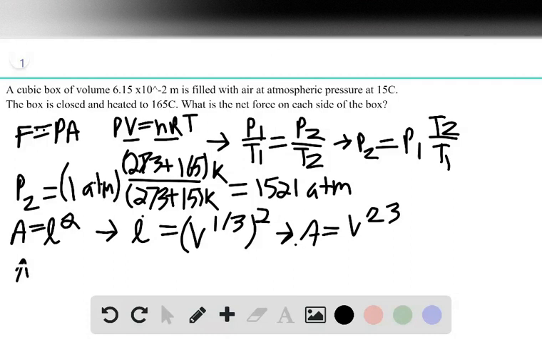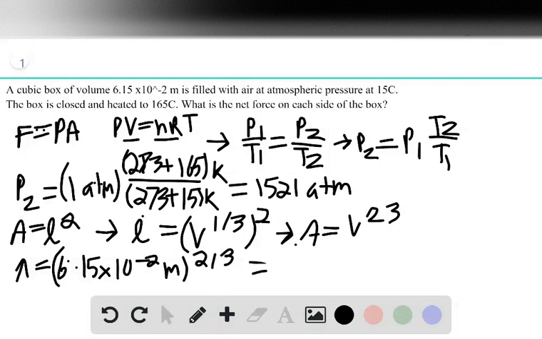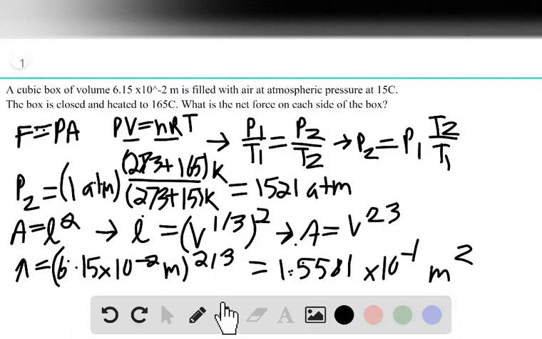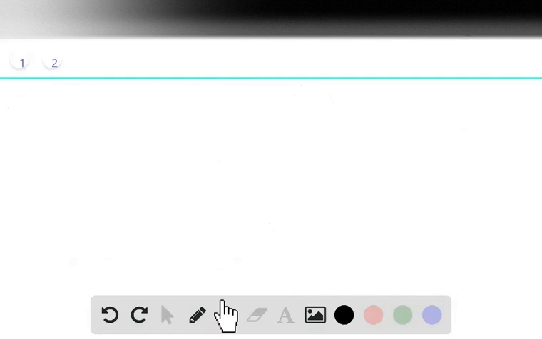So A equals 6.15 times 10 to the minus 2 meters cubed, raised to the power 2/3. Plug that into your calculator and you get 1.5581 times 10 to the minus 1 meters squared. Okay, so now we have our pressure difference, pressure on the outside, pressure on the inside, and we have our area. So now we can go ahead and solve for the force.